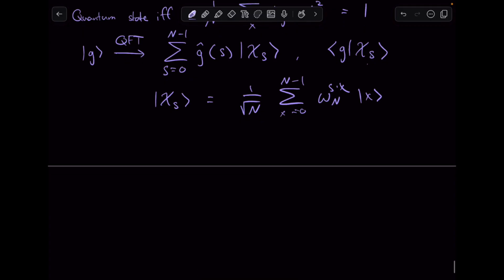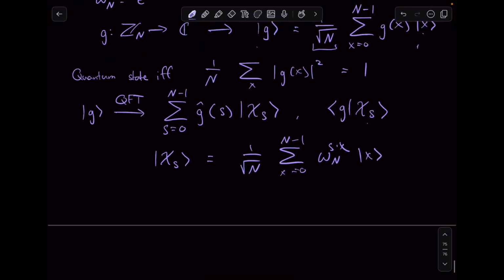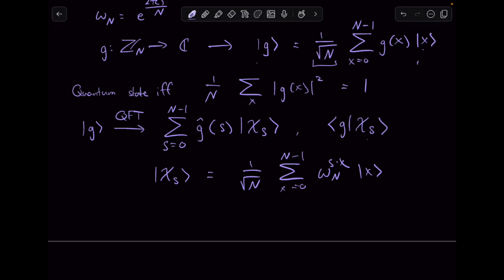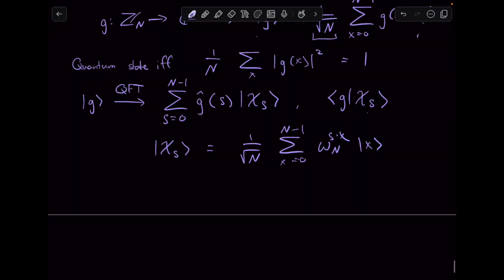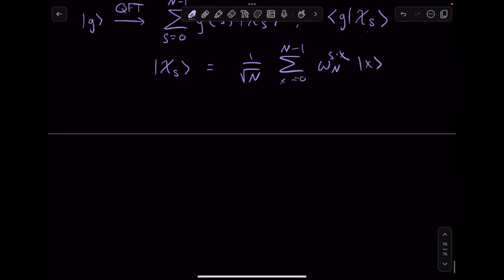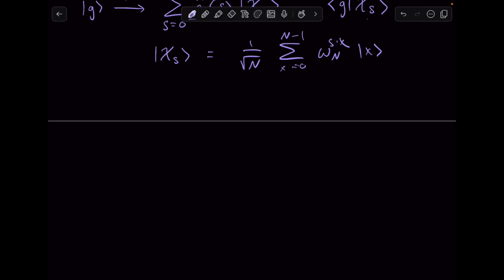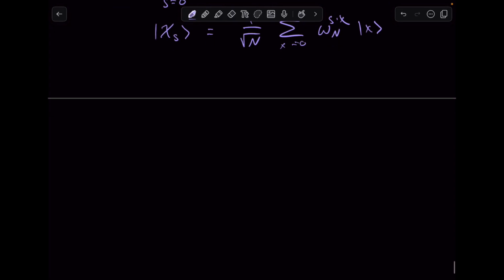So before we go further, we want to show that these chi of s's actually form an orthonormal basis, so that we can justify everything that's happening here. In order to do that, I'm just going to write down a few properties about these chi of s's. I'm not going to prove them, but they're all relatively straightforward, and you could easily convince yourself that any of these are true.